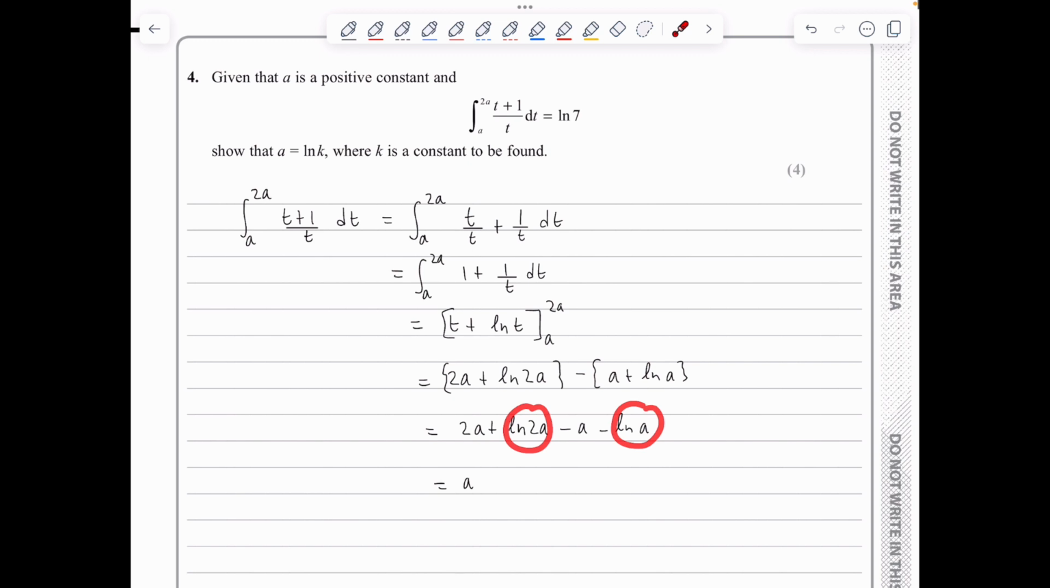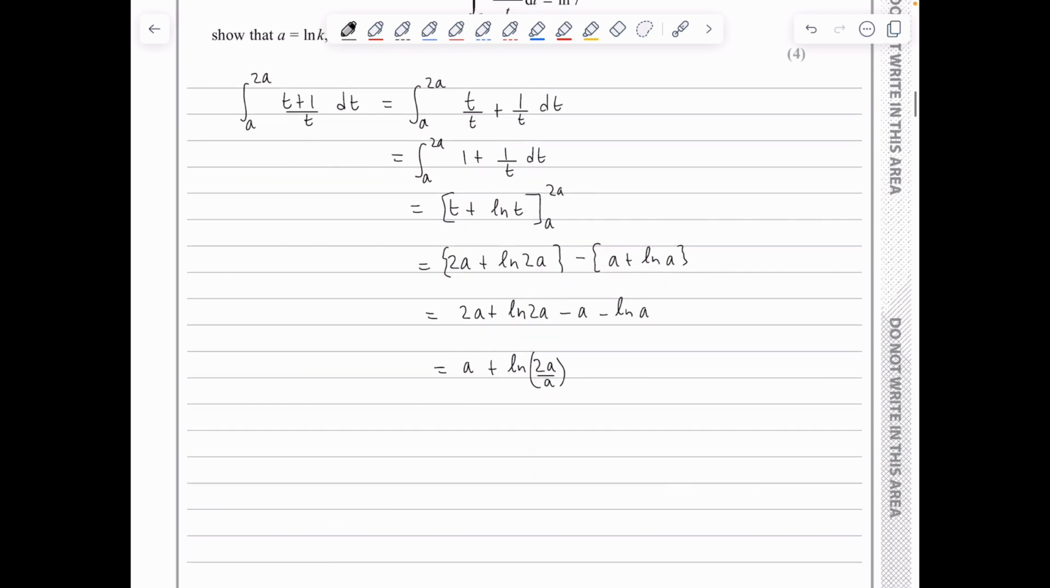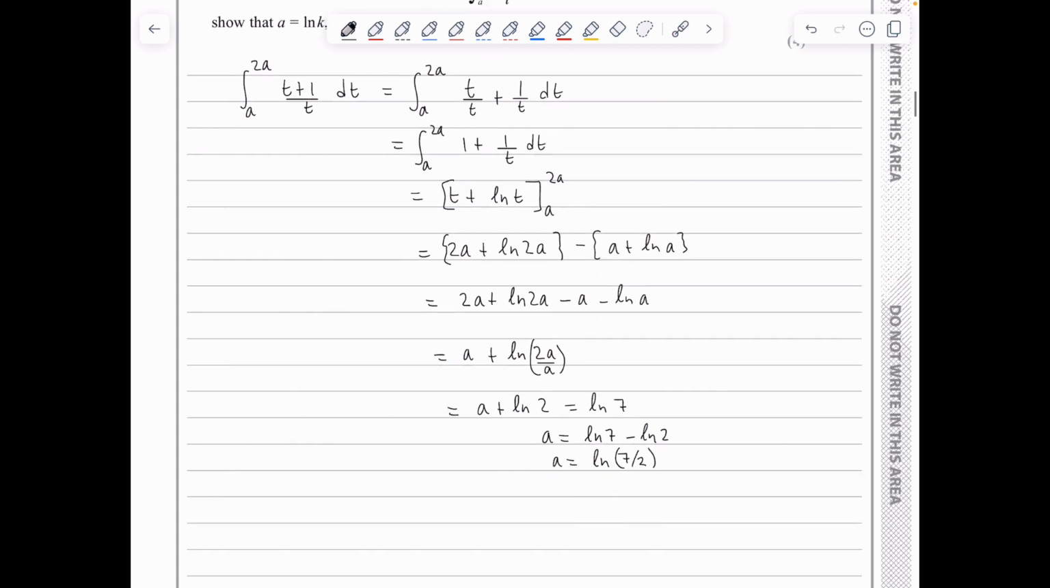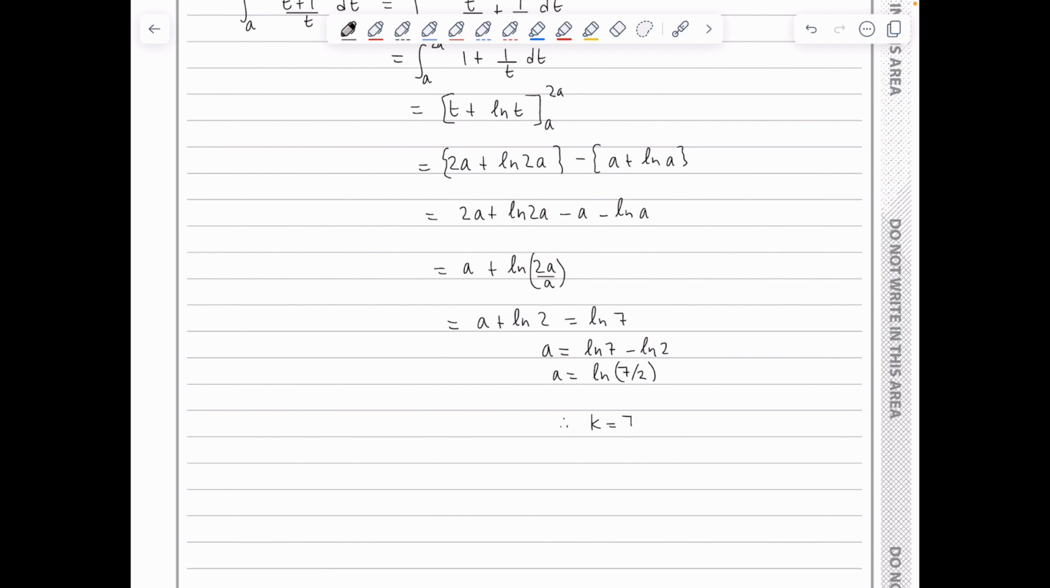Well, 2a − a is simply a, and for ln 2a − ln a, I can use the fact that I've got the difference of two logarithms. I can do the logarithm of the quotient, which leads to a + ln(2a/a), which is of course a + ln 2, and we have been told that this is equal to ln 7, and therefore a is ln 7 − ln 2, which can be further combined into a single logarithm as a being ln(7/2). Well, we had that a is ln k, where k is a constant to be found, and therefore we can now conclude that k is equal to 7/2.